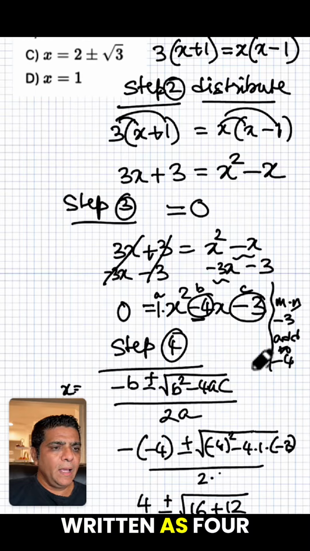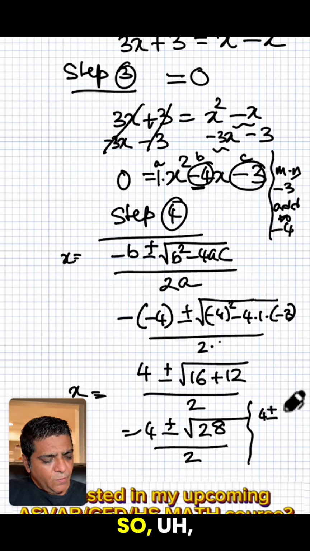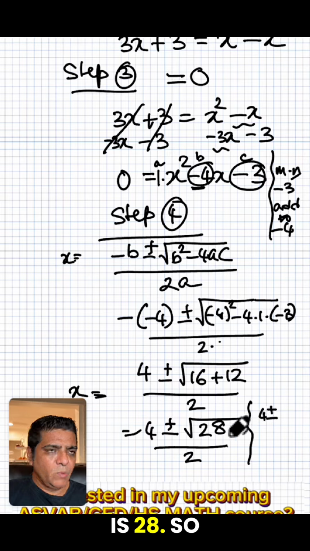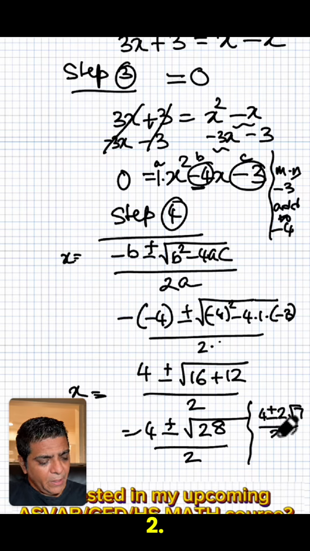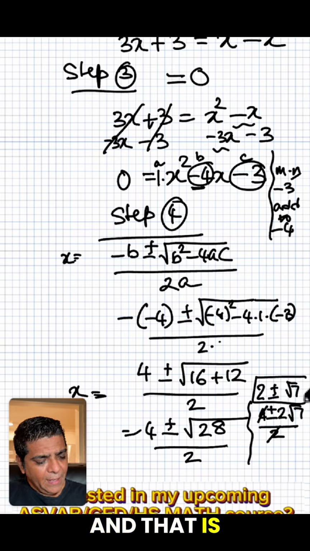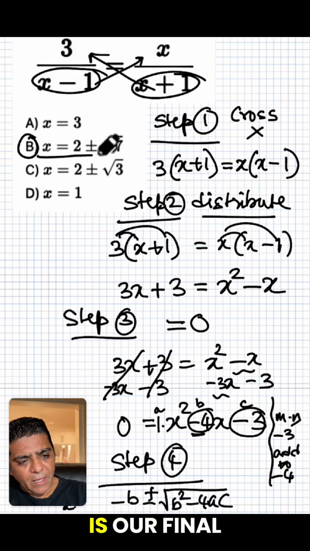So it can be written as 4 times 7. So let's go ahead and simplify that a little bit further. So that will be 4 plus minus, so 4 times 7 is 28. So 4 comes out of the root, so 2 comes out of the square root. So 2 root 7 divided by 2. Go ahead and distribute the 2. So that's going to be 2 plus minus root 7. And that is going to be our final answer. 2 plus minus root 7, choice B is our final answer.